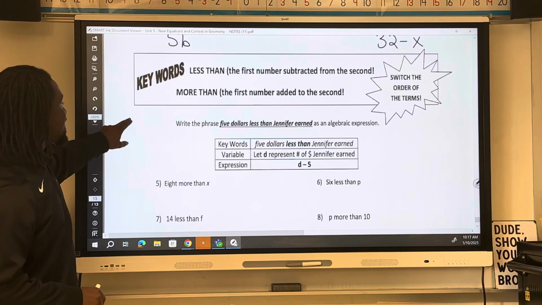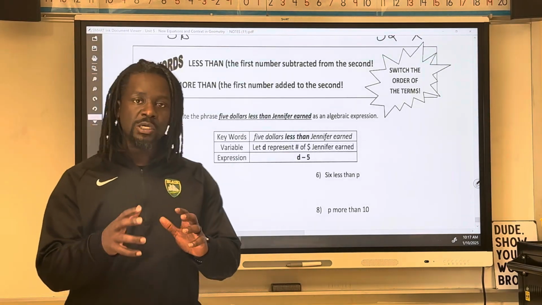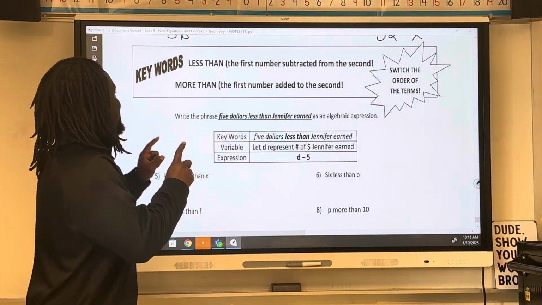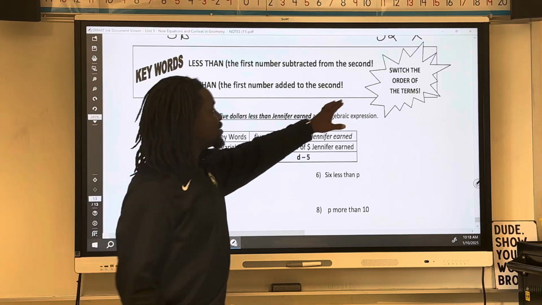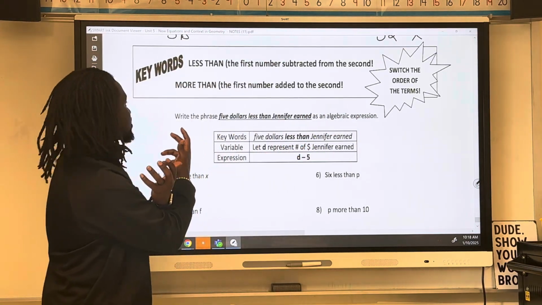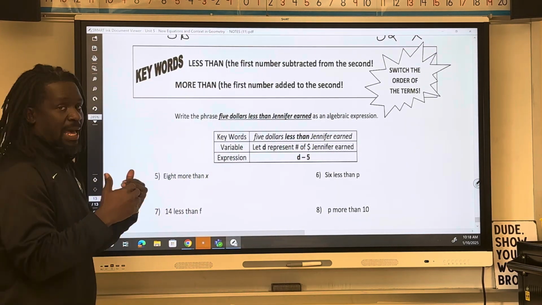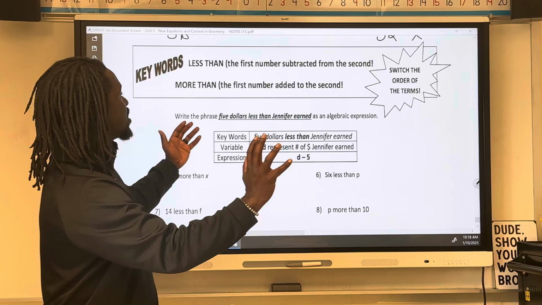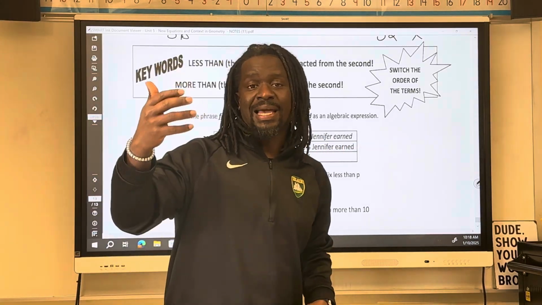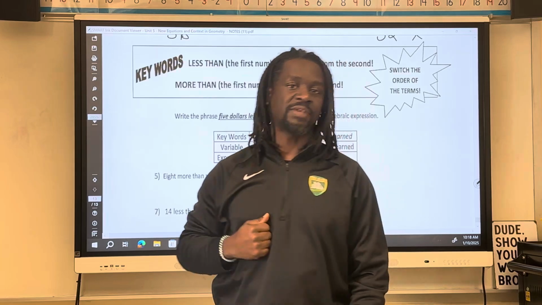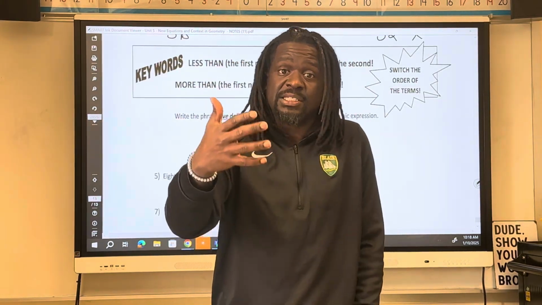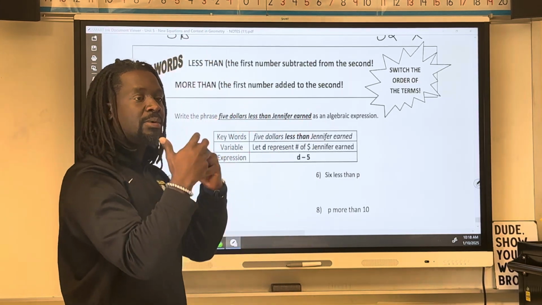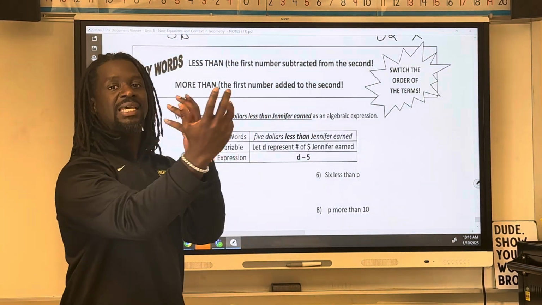Now, let's look at the next set of keywords. The next set of keywords that are important are the phrases less than and more than. What you need to remember is that you need to switch the order of the terms when you see that. Less than is obviously subtraction, more than is obviously addition, but when you see this, you are switching it. If you have 10 pieces of candy and I have 5 less than you, I'm going to take the amount that you have and subtract 5 from it. So in other words, it has to be switched.